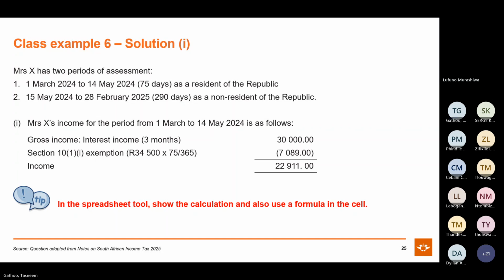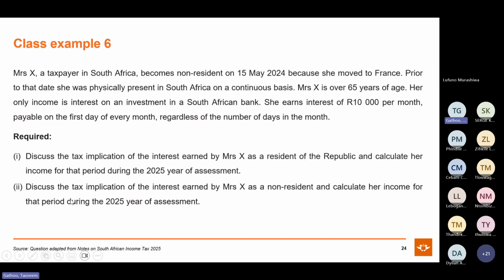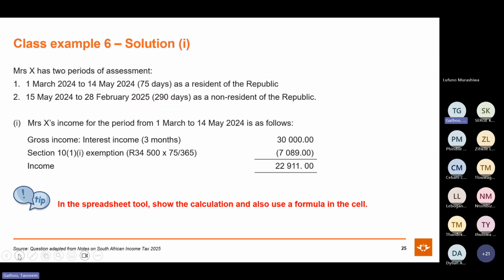Okay. Now, in terms of number two, it asks us to show what the tax implications are for the interest earned while she is a non-resident. So it's this second period here, from the 15th of May to the 28th of February, which is 290 days, where she's a non-resident of the Republic. How will we show it?